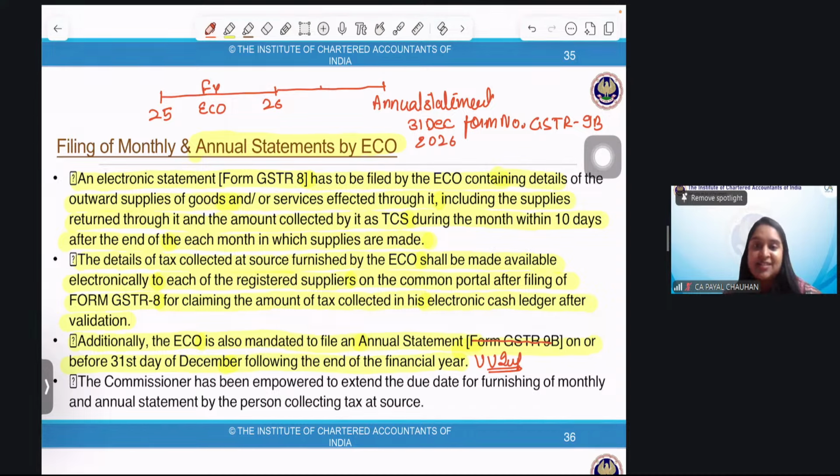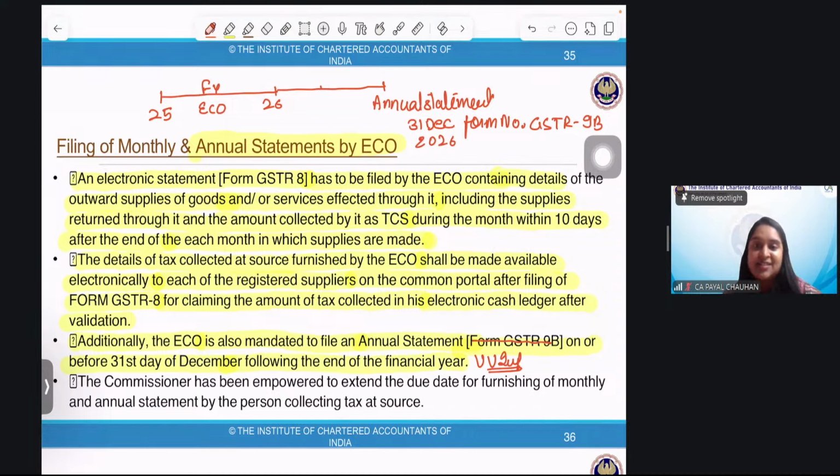Now, the commissioner has been empowered to extend the due date of furnishing of the monthly statement. 9B is specifically for e-commerce operators, while the annual statement for others is GSTR 9. The commissioner has been empowered to extend the date of furnishing the monthly and annual statement by the person collecting tax at source. So here the commissioner has the power to extend the date for the monthly and also the annual statement. Did you people understand?